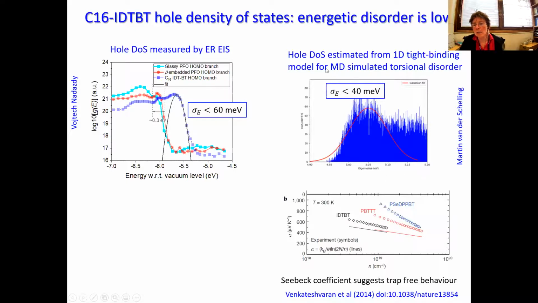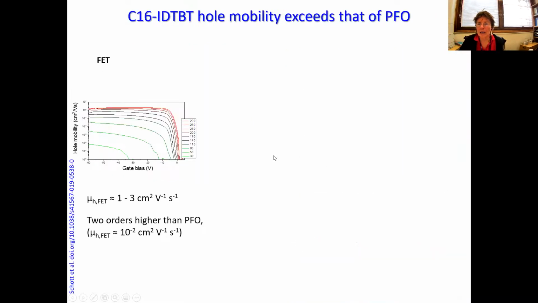And also when we pull out the range of torsional angles and see what degree of energetic disorder we expect from those, this is from an MD simulation that I'm about to mention, we find again that any energetic disorder due to the torsional disorder is going to be only a couple of tens of meV. So we don't expect a high degree of energetic disorder. Now let's look at the transport data.